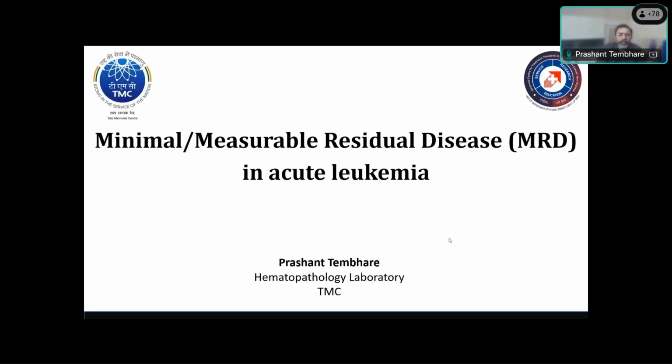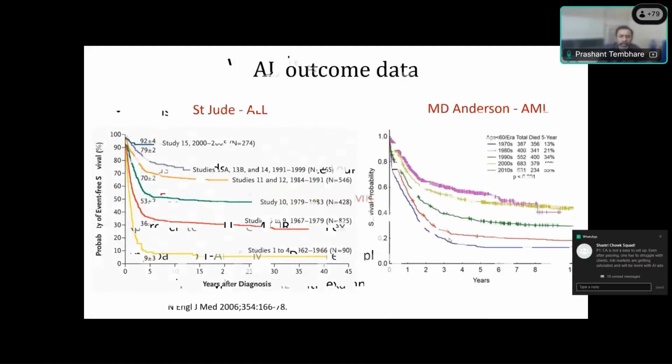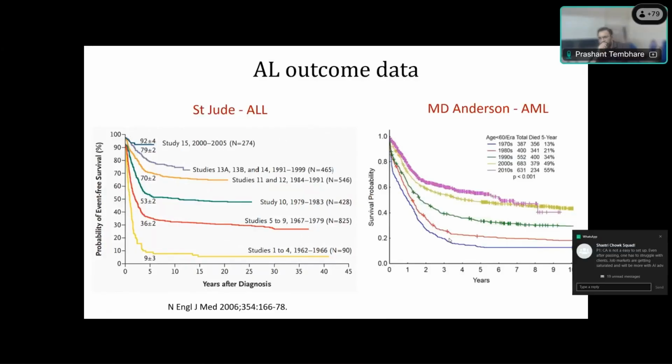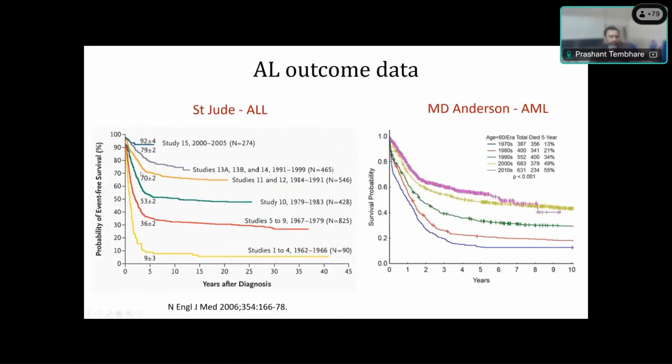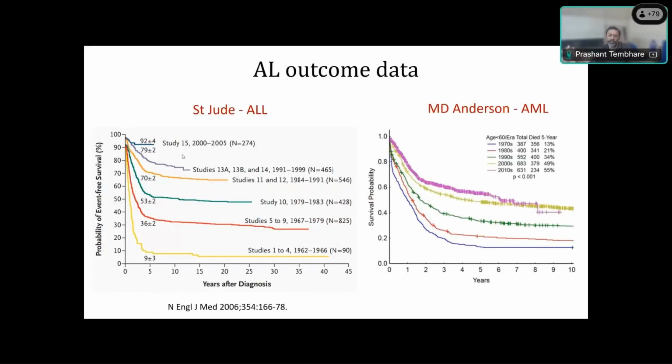Okay. So let's move on. As I mentioned, we have what is MRD, why it is needed, and methods. If you look at this chart, this is called a Kaplan-Meier curve, where you see the outcome. This is the probability of event-free survival. And when we say event, it means either the patient relapses, progresses, or dies. So these are three outcomes.